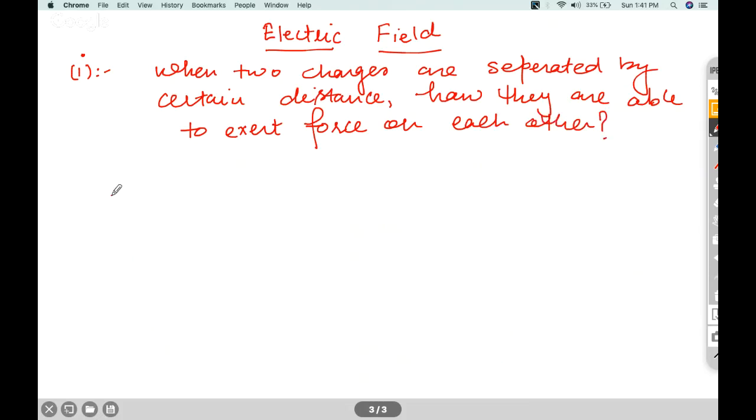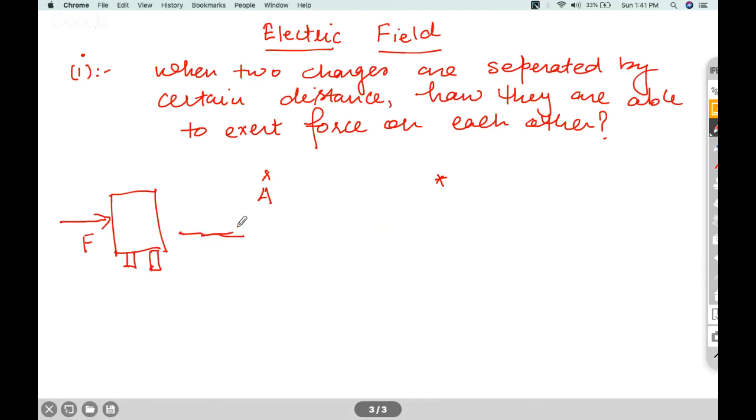My question was: if I have an almirah at my house and I want to move it from place A to B, I will have to exert a force, a physical force, on it.